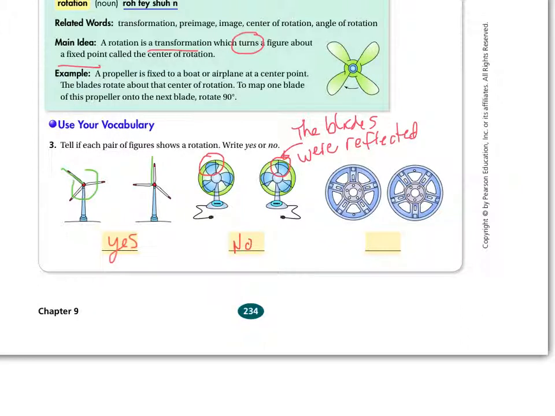Oh, I guess the cord does give it away. I suppose. I don't know if they did that on purpose, maybe. And then what about the wheel? Is this a rotation or not? Yeah. It's kind of hard to tell because everything's really alike.